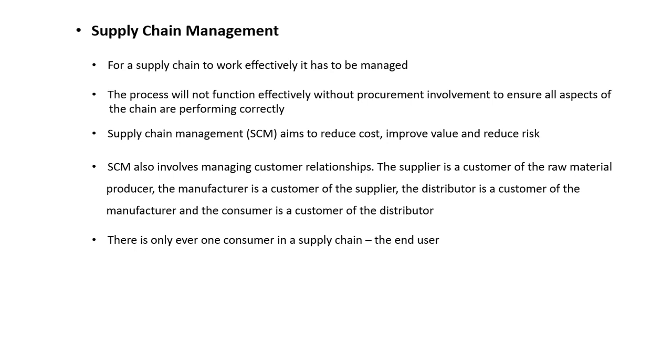Supply chain management. For a supply chain to work effectively, it has to be managed. The process will not function effectively without procurement involvement to ensure all aspects of the chain are performing correctly. Supply chain management, SCM, aims to reduce cost, improve value, and reduce risk. SCM also involves managing customer relationships. The supplier is a customer of the raw material producer. The manufacturer is a customer of the supplier. The distributor is a customer of the manufacturer, and the consumer is a customer of the distributor. There is only ever one consumer in a supply chain, the end user.